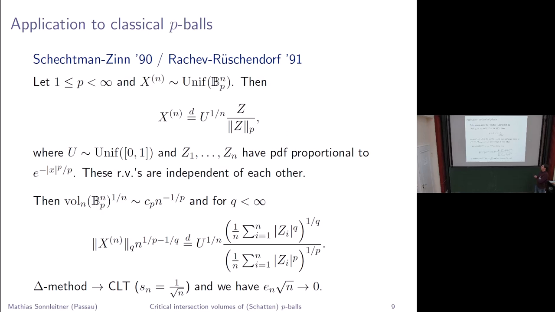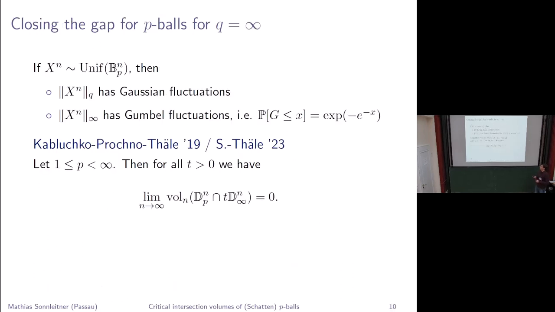Okay, so this is for p-balls. Let's switch to Schatten balls, Schatten p-balls, which are similar in structure to LP balls, but some interesting phenomena happen here. First, before I switch to them, let me consider the case of q equals infinity. There we have some rather different behavior.